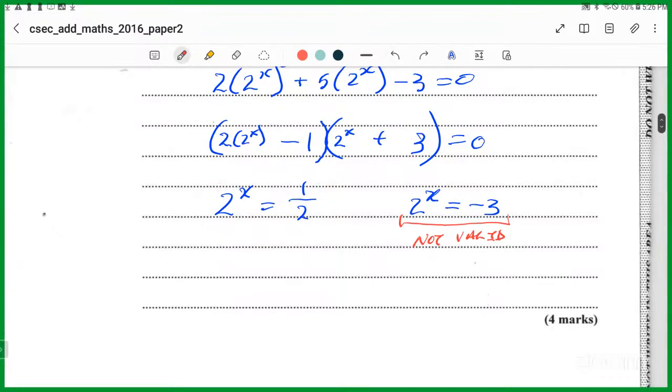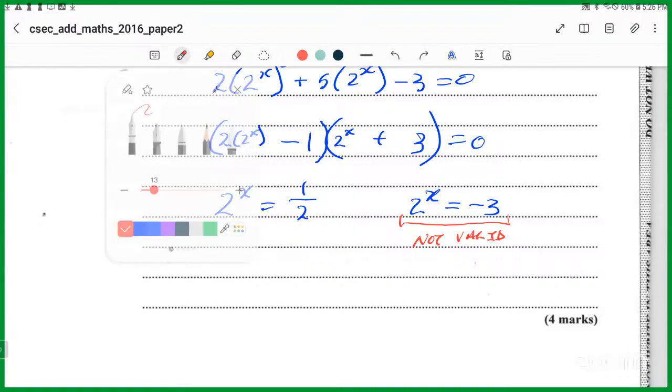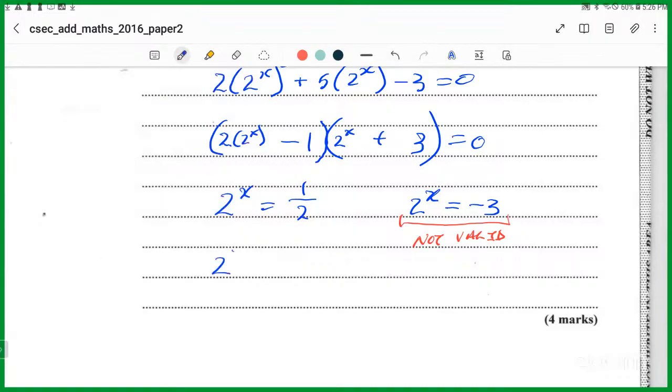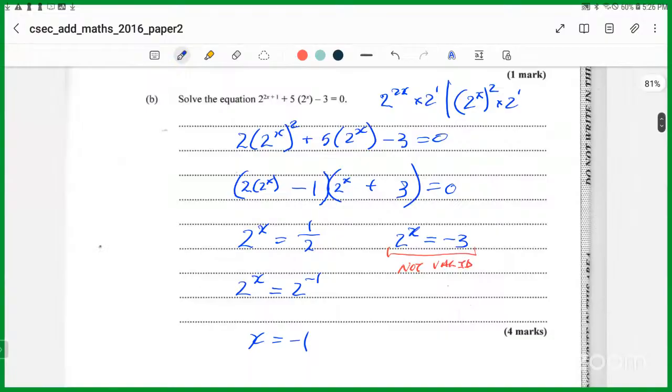For this one, this can be written as 2 to the -1. So this reduces to 2 to the x equals 2 to the -1. And so x equals -1. X equals -1. That's the solution right there. Okay with that? Yes, sir.